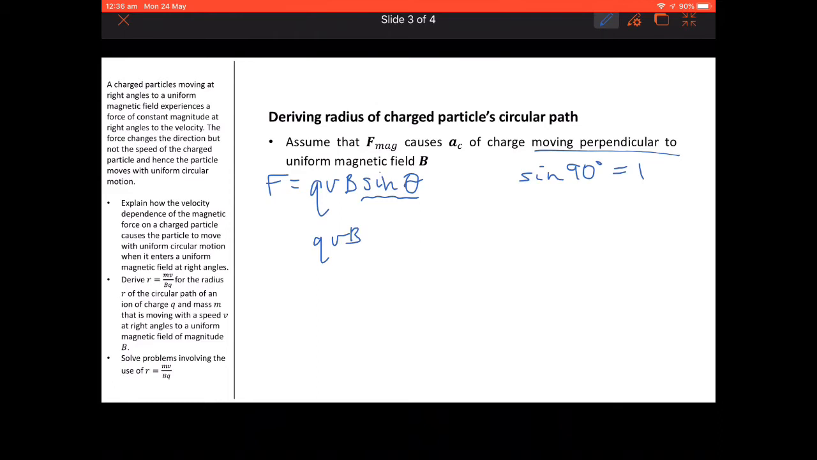We're saying that the magnetic force is equal to the centripetal force, which we know is equal to mass times velocity squared on r, which is our centripetal force equation.